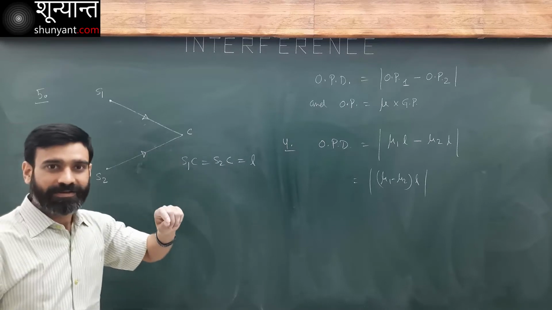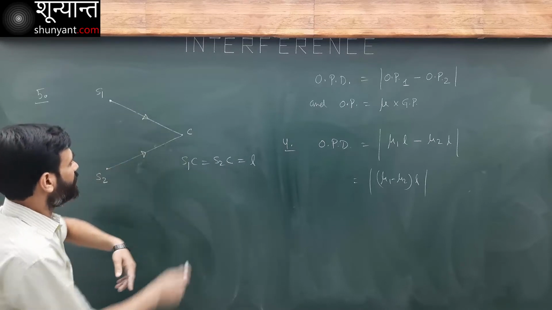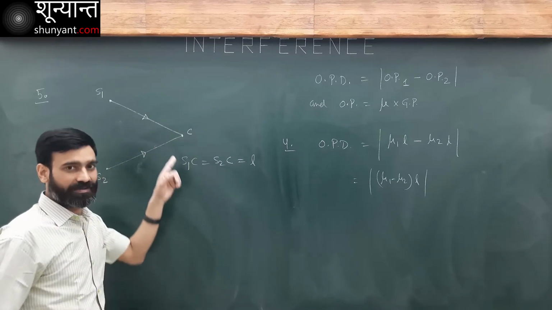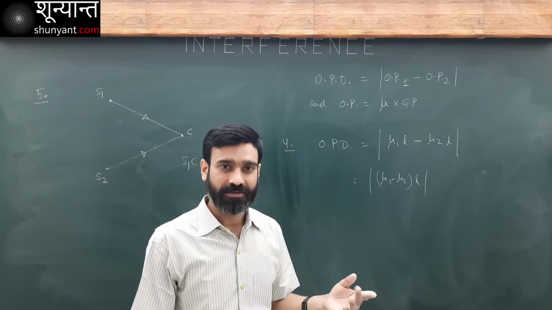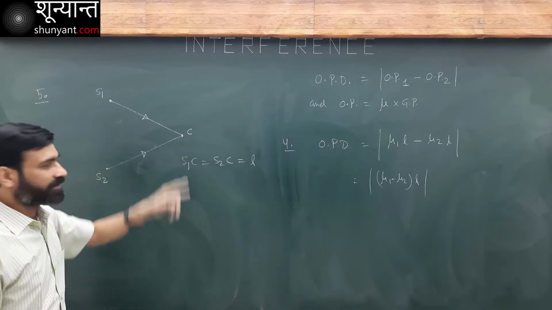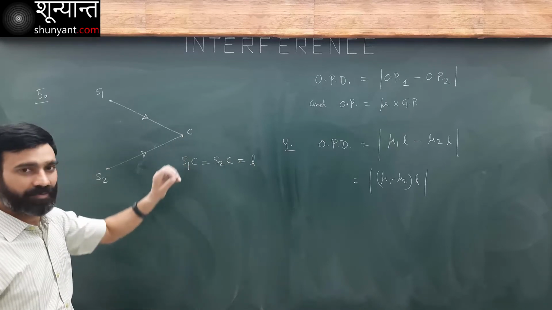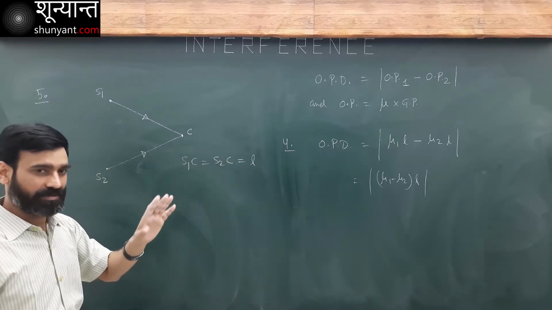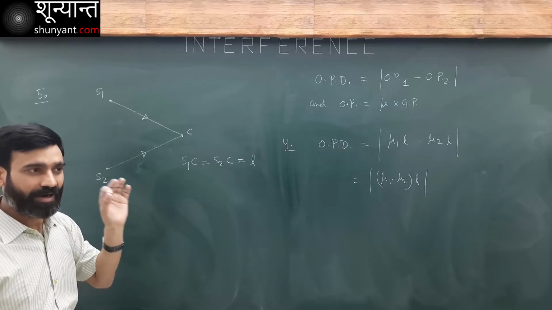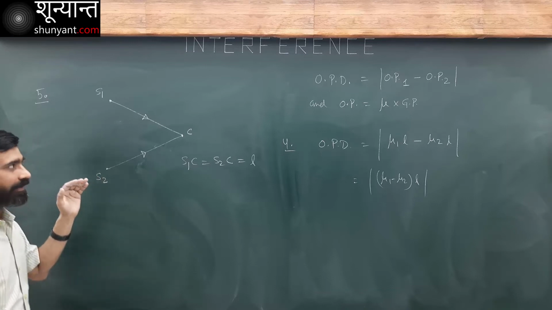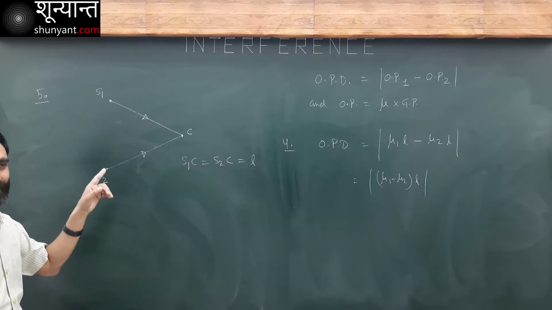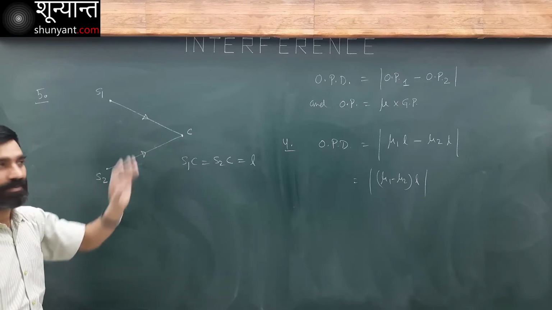What will be the path difference? These two light rays are arriving at the same point C. They are going to interfere. There will be interference. What will be the path difference here? The path difference here will be 0. Bright fringe, constructive interference. The path difference is 0, so bright fringe.